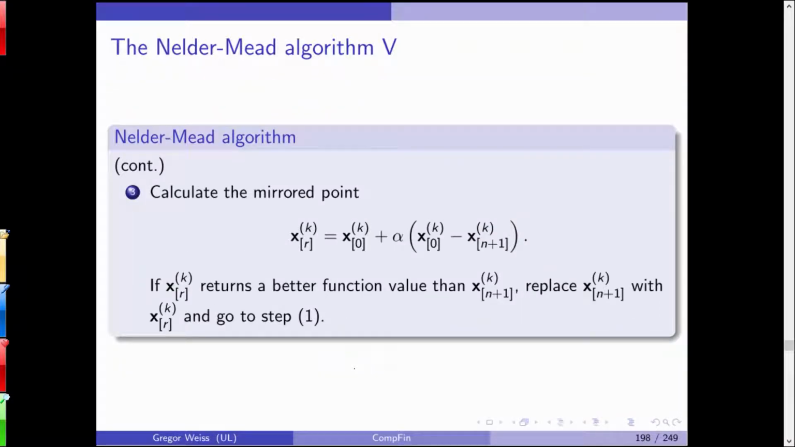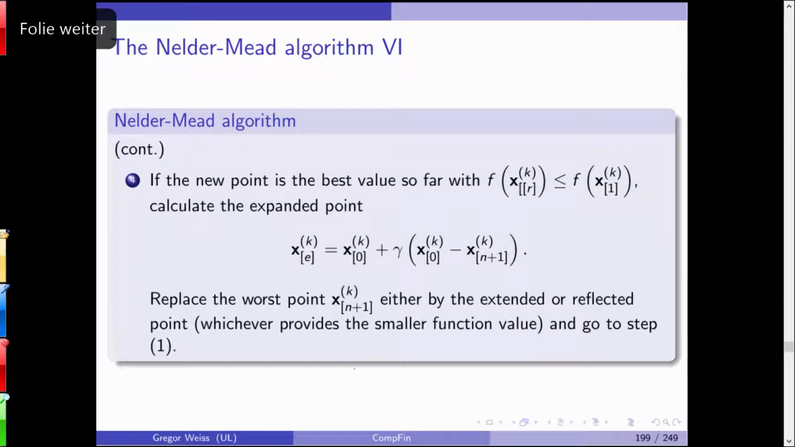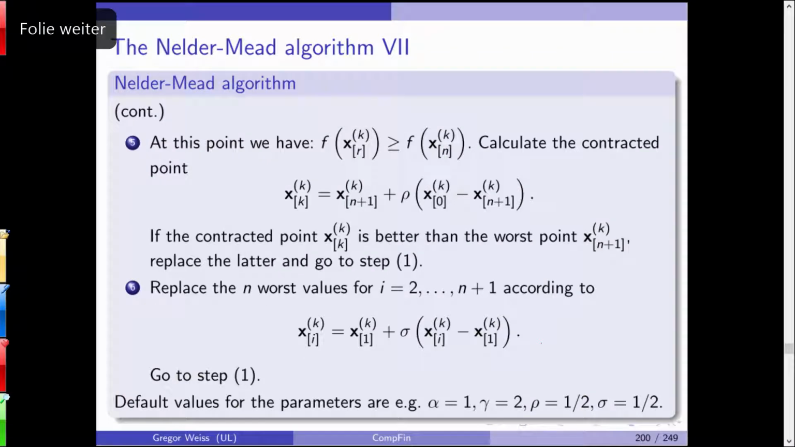Then we calculate the mirrored point. xr is x0 plus alpha times the difference between x0 and xn+1. If xr returns a better function value, replace it and go to step 1 again. If not, if the new point is the best value so far, there's one extra bracket here, calculate the expanded point xe, x0 plus gamma times x0 minus xn+1. Replace the worst point either by the extended or reflected point, whichever provides the smaller function value, and go to step 1. At this point, we should have f at x0 larger or equal than xn, calculate the contracted point, and so on and so on.